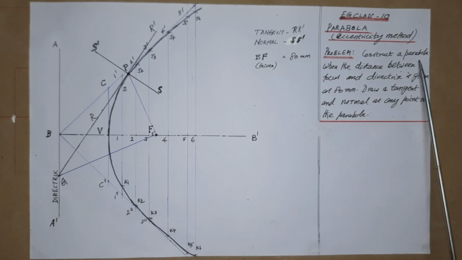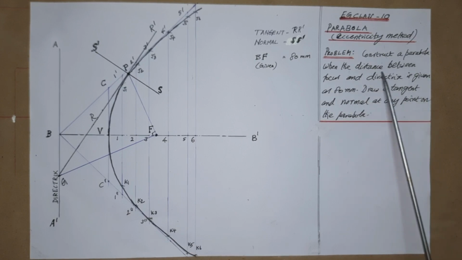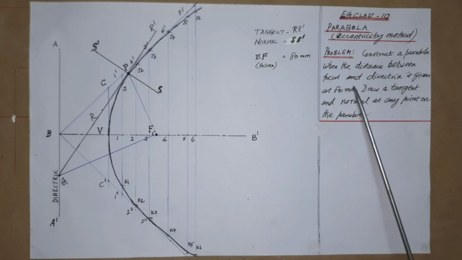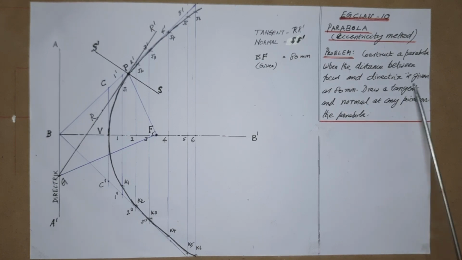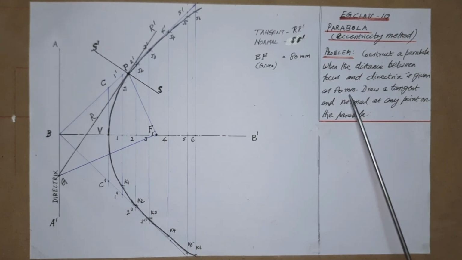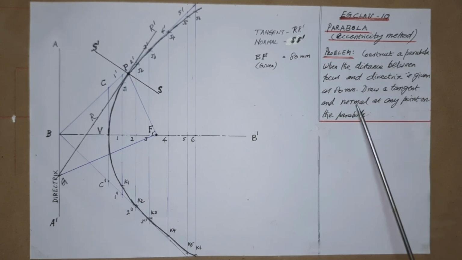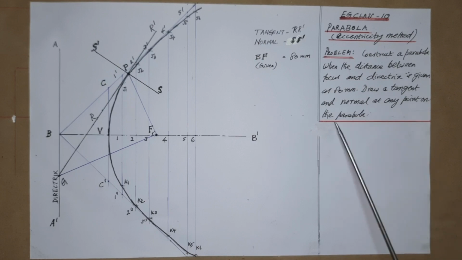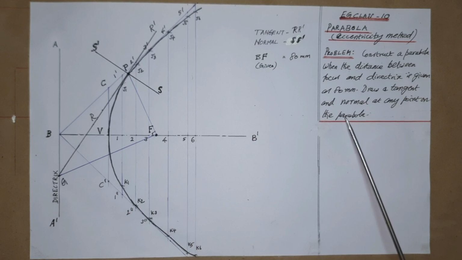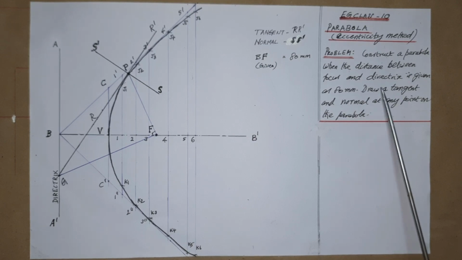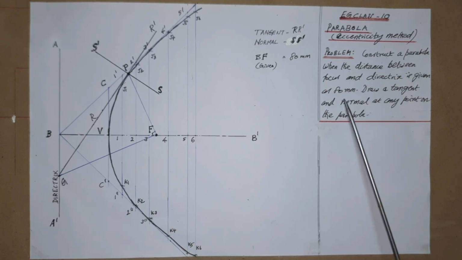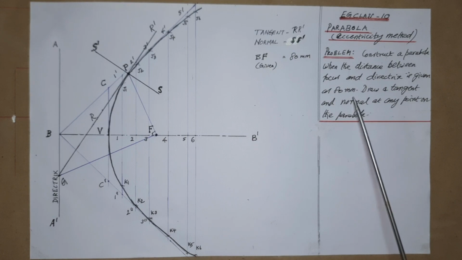Construct a parabola when the distance between focus and directrix is given as 80 mm. Draw a tangent and normal at any point on the parabola. Here the main dimension is given as the distance between focus and directrix, 80 mm. That is the only data given. Using this we have to draw the parabola.